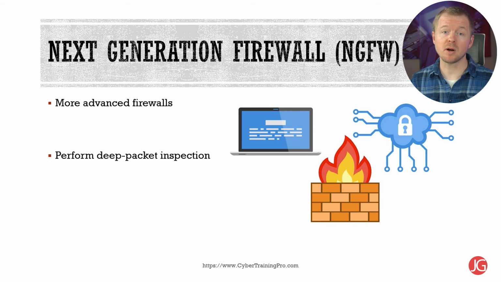Next generation firewalls, or NGFWs, are even more advanced firewalls than what we've talked about so far. These firewalls can perform deep packet inspection and look at traffic all the way to the application layer of the OSI model. This is especially useful because now we can start to detect malicious protocols and traffic potentially embedded in seemingly normal traffic.